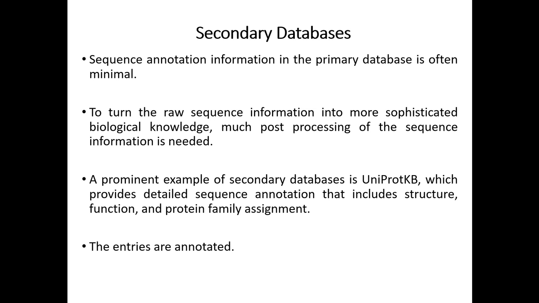Understand? So the difference between annotated and unannotated sequence is only of information. In an annotated sequence, along with the sequence, there is information. And in an unannotated, raw sequence, only the sequence is present, no information is given. Sometimes primary databases contain these unannotated raw sequences, but nowadays many of the primary databases have also become annotated. But secondary databases are compulsorily annotated. They contain annotated sequence information. So to turn the raw sequence information into more sophisticated biological knowledge, much post-processing of the sequence information is needed.